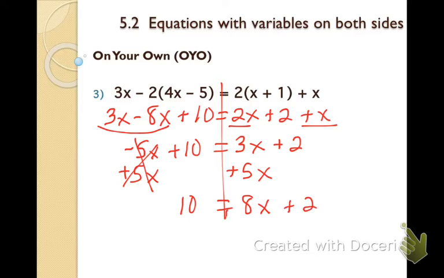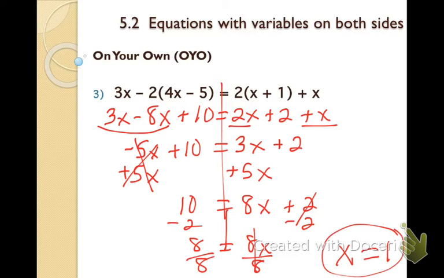8x plus 2, minus 2 on both sides. 8x equals 8. Ooh, this one turned out nice. X equals 1. I'll just use a calculator to plug this in, and it works. Okay, good job.